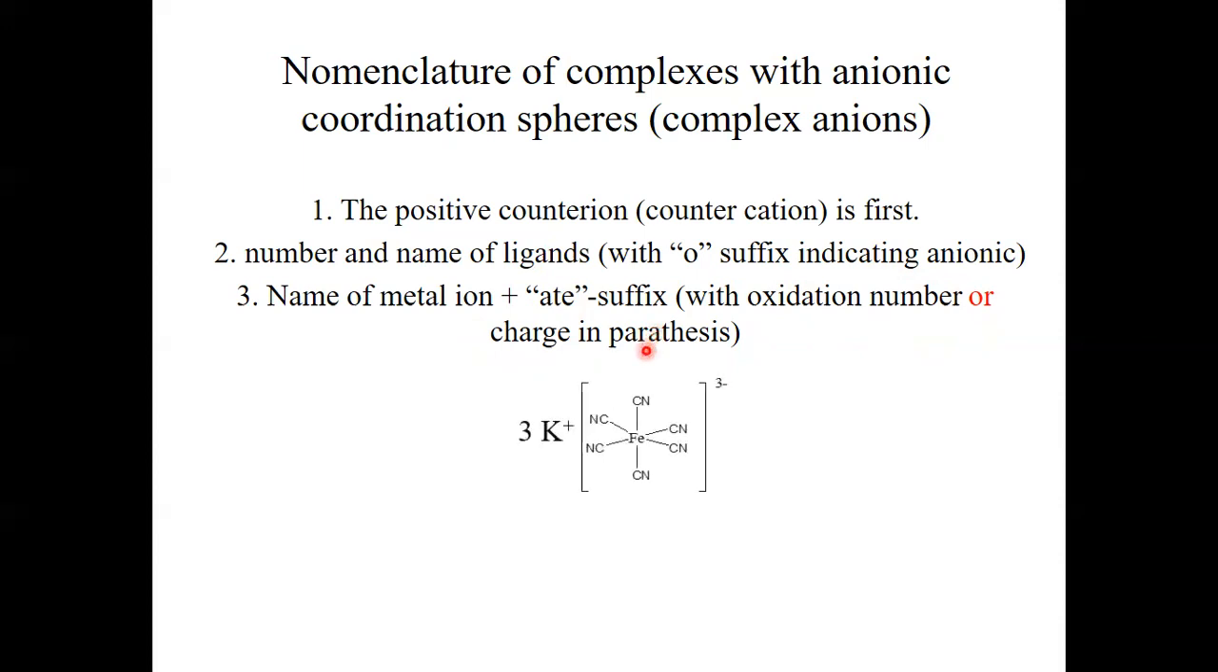Okay, let's practice this by one example. So how would we name this compound here? So we first realize that we have a complex anion. So the positive counter ion is named first, so that would be potassium. Note that we do not count the number of counter cations, so it's not tripotassium, but just potassium. And in the next step, we number and name the ligands. So our ligand is a cyanide anion.